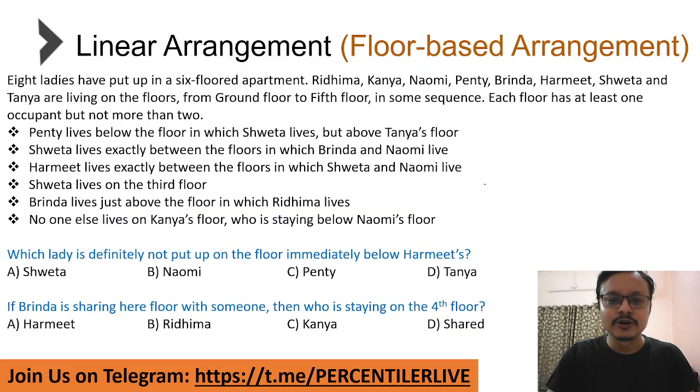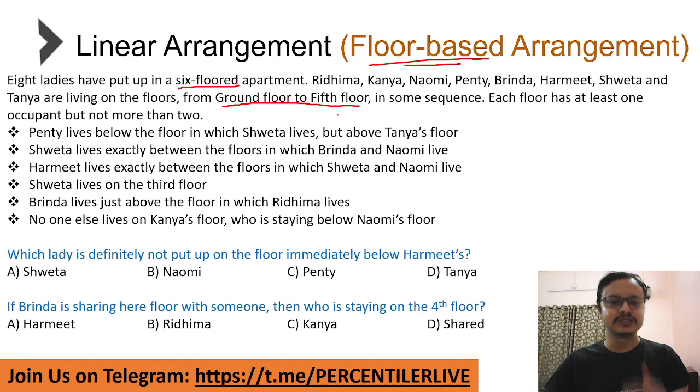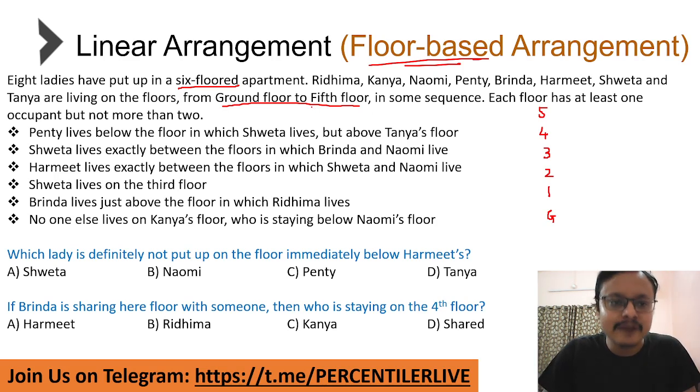So let's get started with the set. Today's set is on floors based LR. Here you have a 6 floor apartment from the ground floor to the 5th floor. So you have 6 floors: ground floor, 1st floor, 2nd floor, 3rd floor, 4th floor, and 5th floor. This is the 5th floor, this is the 4th floor, this is the 3rd floor, this is the 2nd floor, this is the 1st floor, and here you have the ground floor, which is the bottom floor. What you need to do is identify who all are staying in each of these floors.